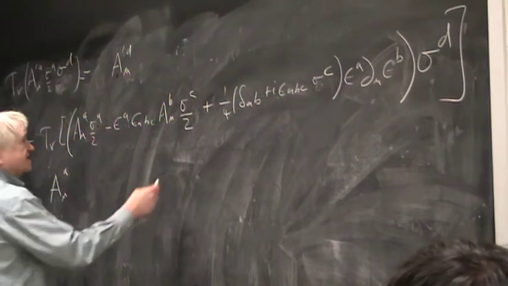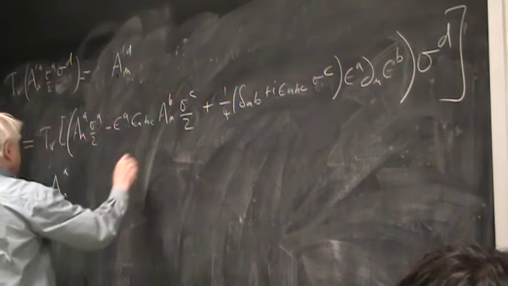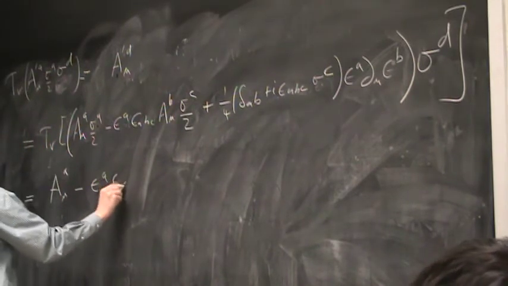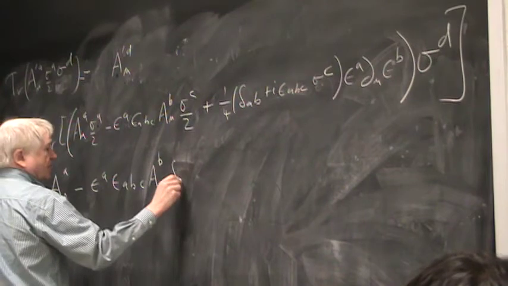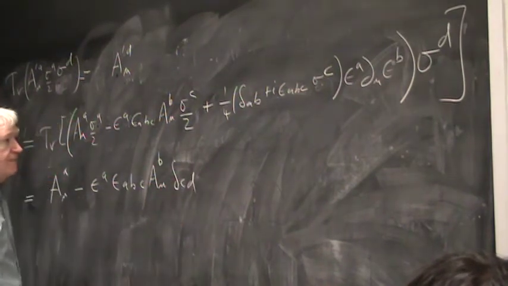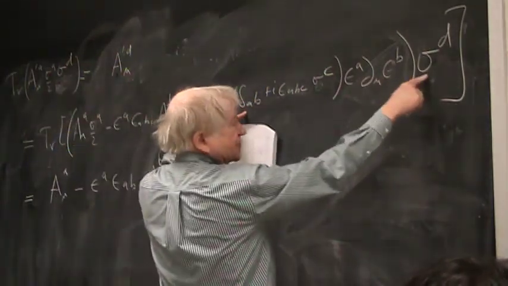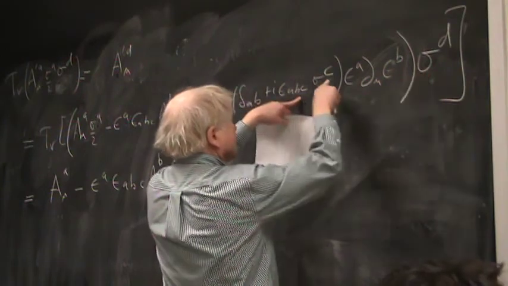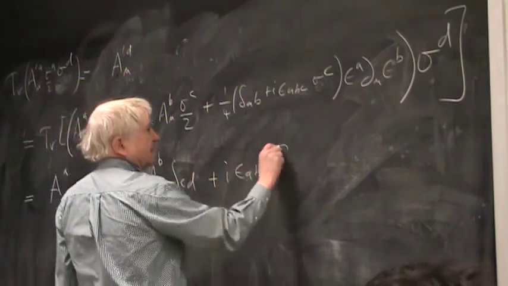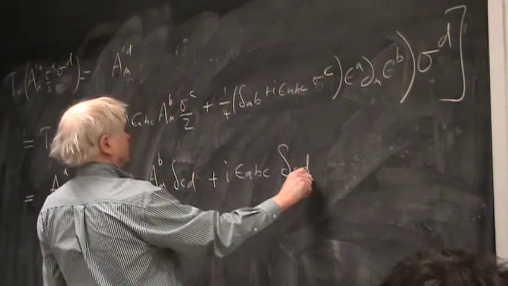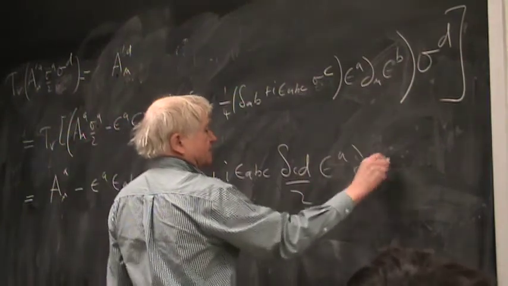The next term, similarly, it just pulls out a, it sets c equal to d. So this is minus epsilon a b c a b mu delta c d. Then the trace of delta a b times this, well that's just the trace of sigma d, that's zero. So then we just have this one and we get plus i epsilon a b c delta c d over two because there was a four here. Epsilon a d mu epsilon b.